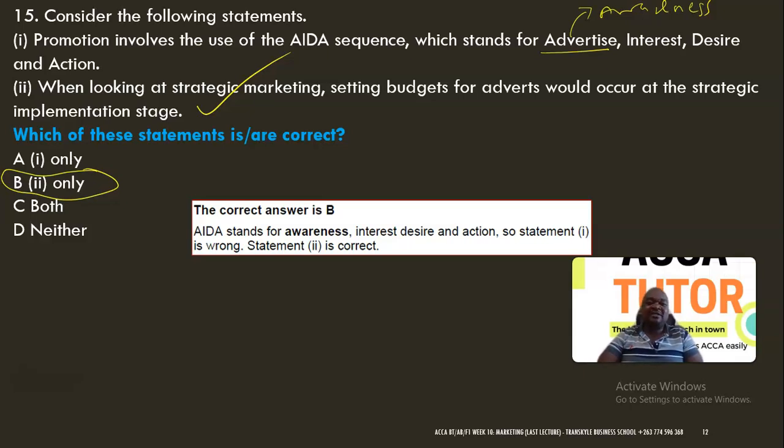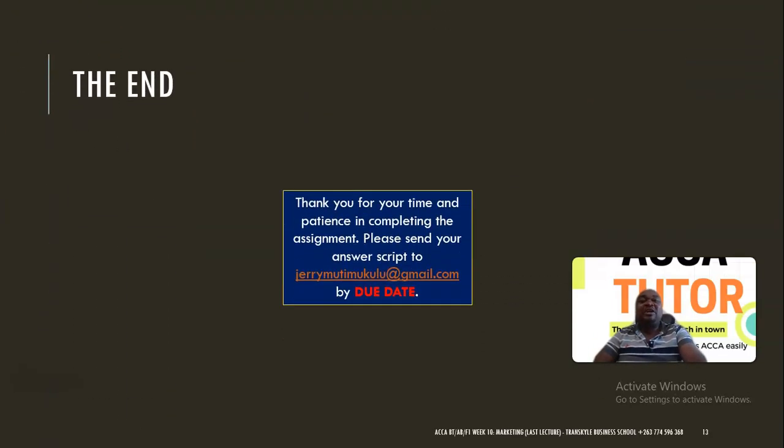Statement two is correct. So you can see that if you do not memorize, but rather just think you know, because if you simply assume that awareness is something to do with advertising and so forth, you're going to fail. Remember, this is a knowledge exam. A knowledge exam requires more memorizing things than knowing them. You need to memorize. This is how you prepare your mind. As an accountant, you need to be attentive to detail, and this examination is going to prepare you for that.